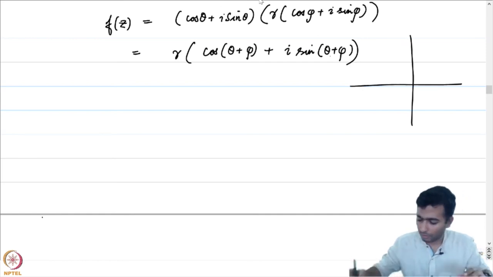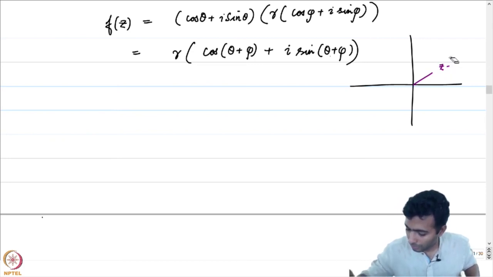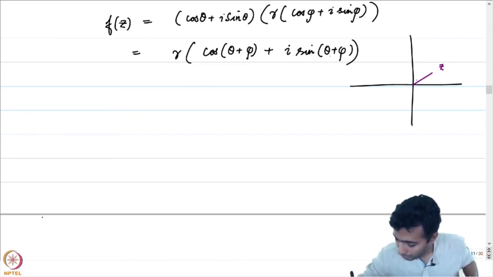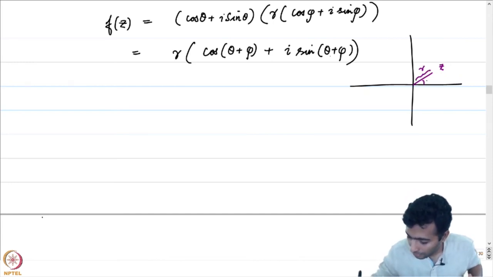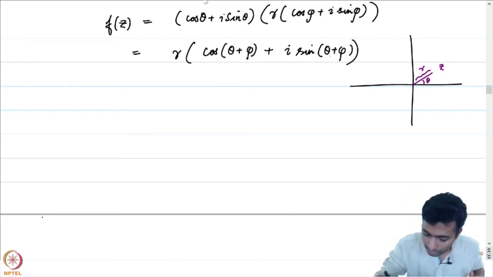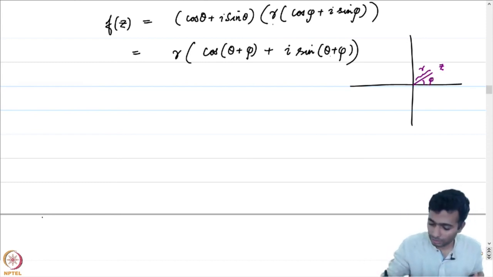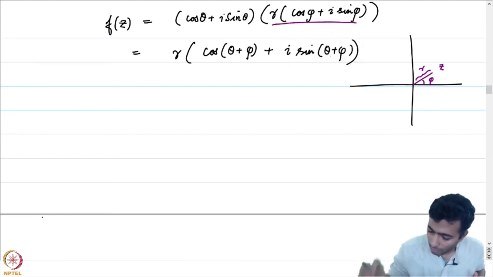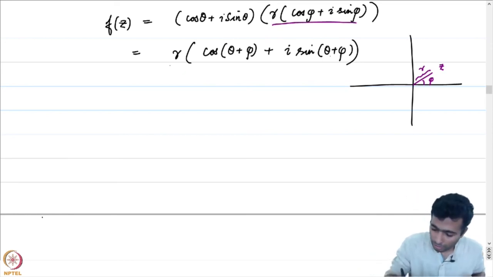Let us pick some vector z. So, this is our z, which is equal to the magnitude, the r, that is, mod z is equal to r, and the angle here is phi, not theta. This is the z we have just drawn, and we will be looking at what this element is.